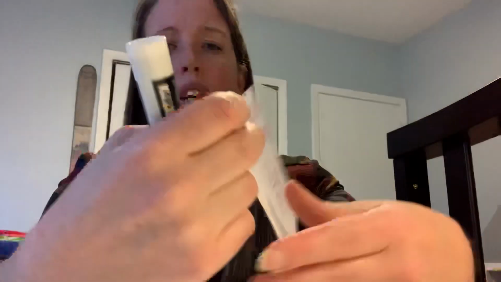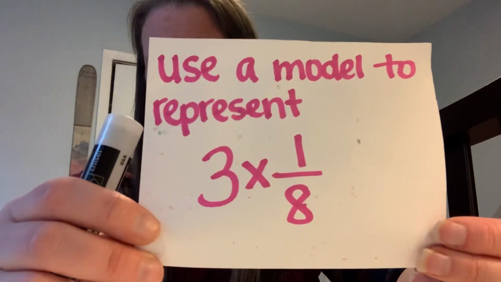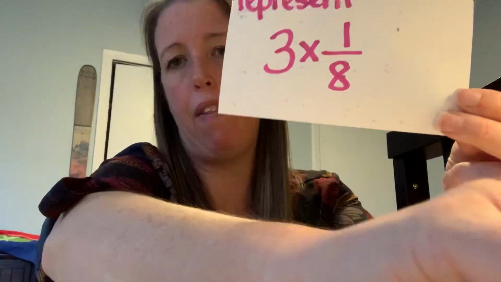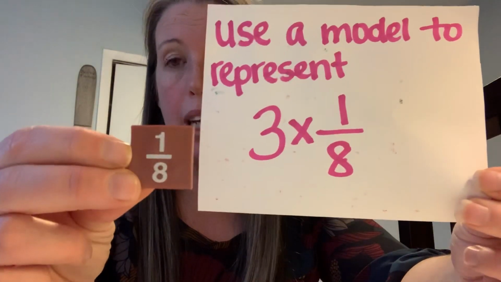Let's look at another one. And this one I'll do with fraction sticks, but then I'll also just do with a model. So here I need 3 times 1/8. So what fraction sticks am I looking for? I'm looking for my 1/8 pieces, and that's these. How many of these will I need? 3. So 1, 2, 3. So when I multiply 3 times 1/8, I have a total of 3/8.